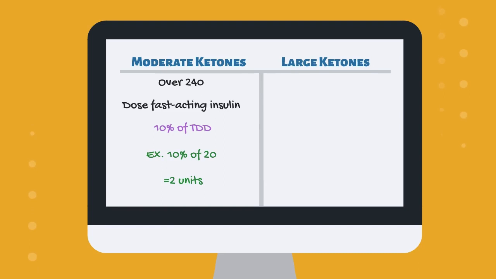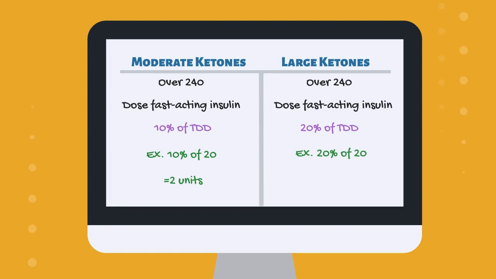For large ketones, you are also going to make sure your blood sugar is above 240 and give fast-acting insulin, but this time it will be for 20% of your TDD. So, what is 20% of 20? The answer is 4. So you would get 4 units of insulin.